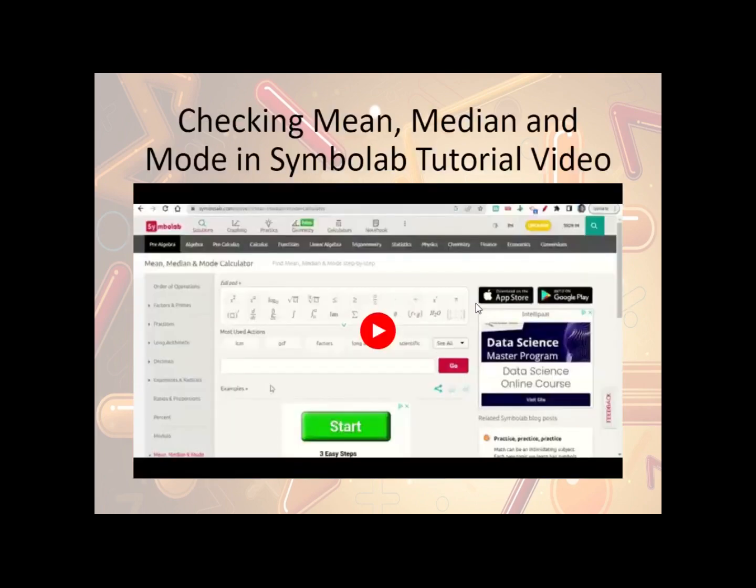Now there's a video here for you to watch on how you can check your work when working with mean, median, and mode using Symbolab. So go ahead and watch that video now.